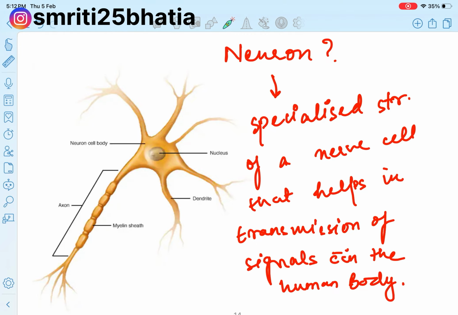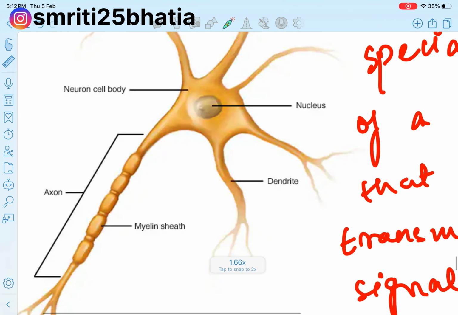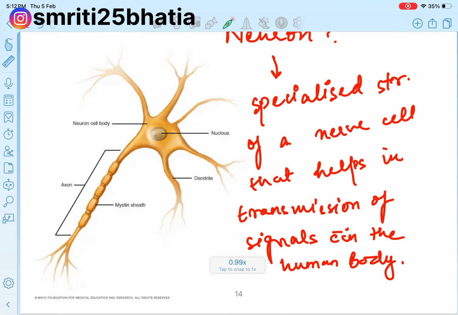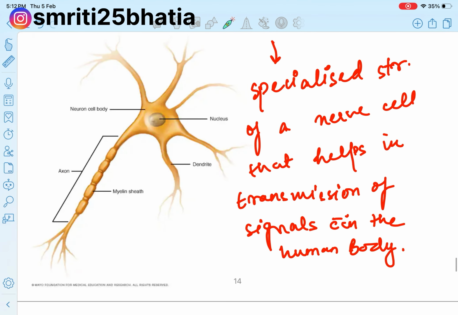Next up we have this portion, the node of Ranvier. This is the portion of the axon that is present without the myelin sheath. That is known as the node of Ranvier. Next up we have the axon terminal. So this is the axon terminal.